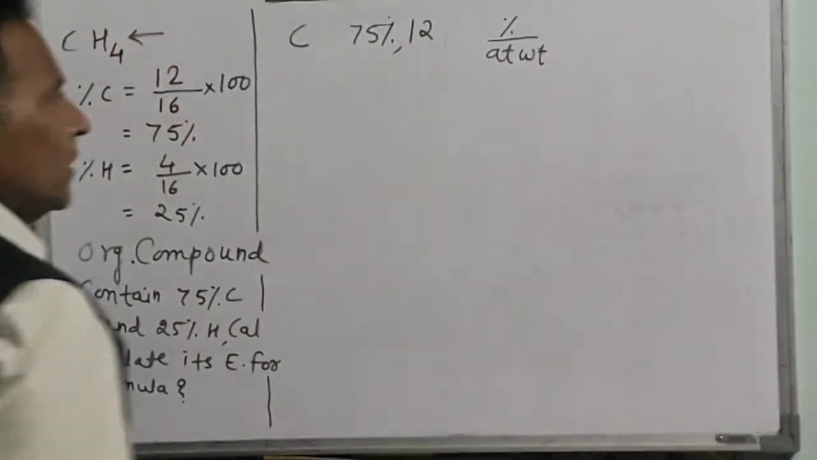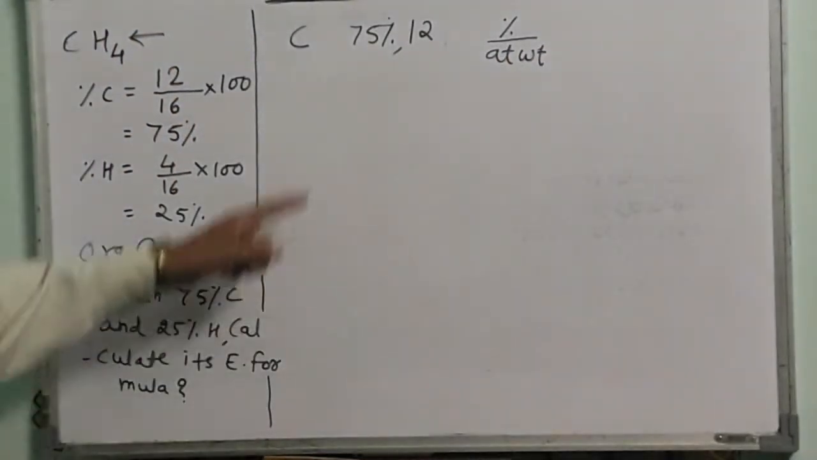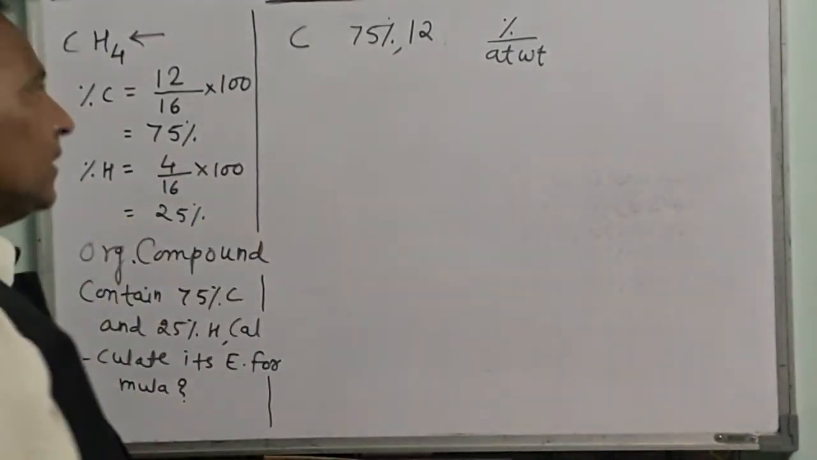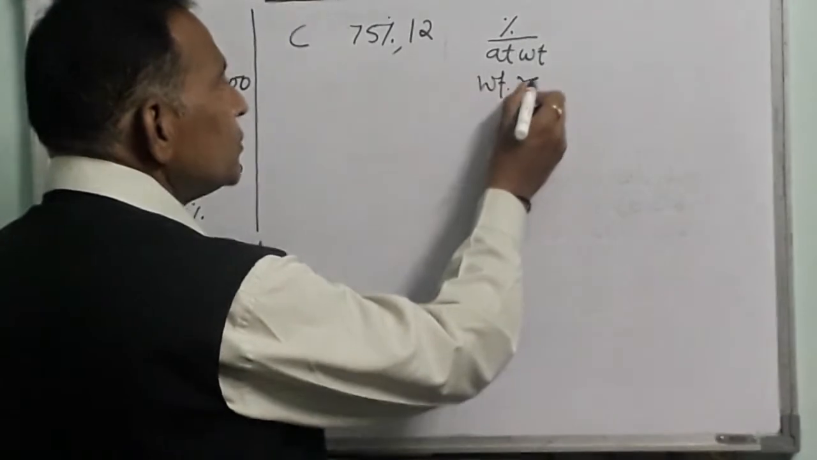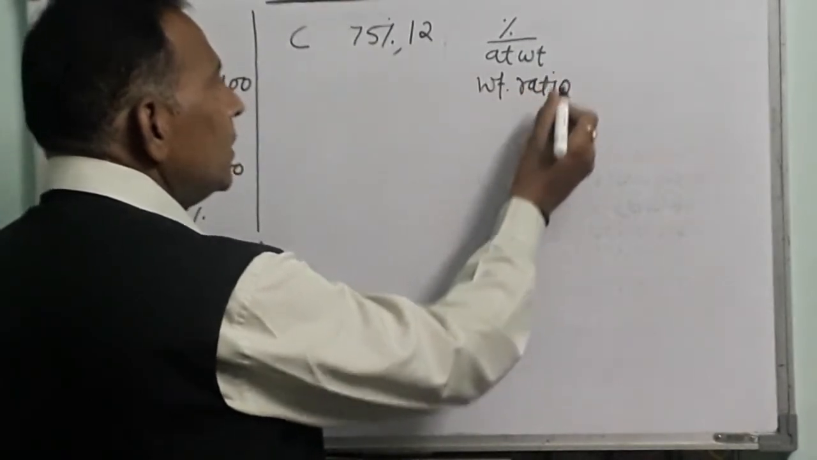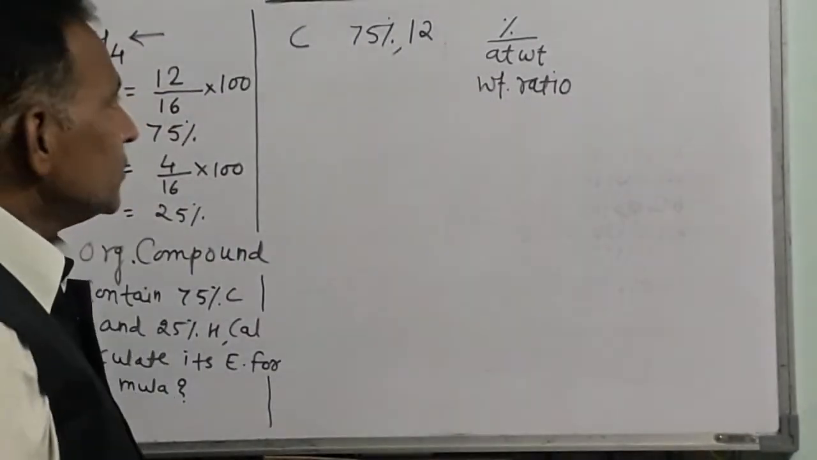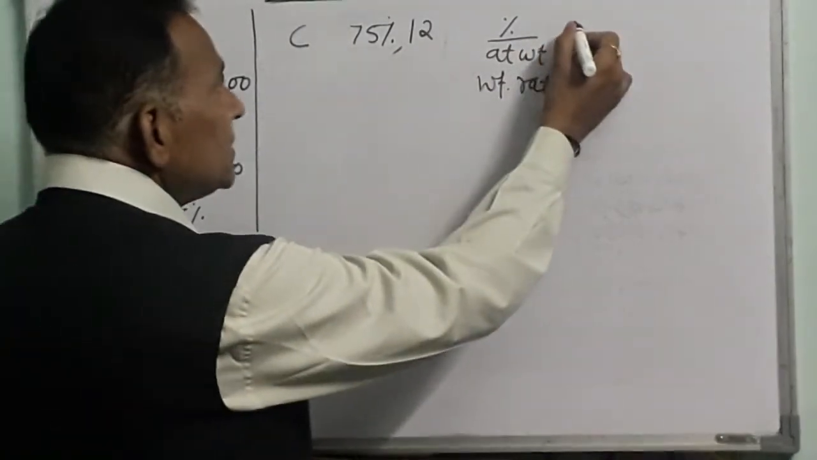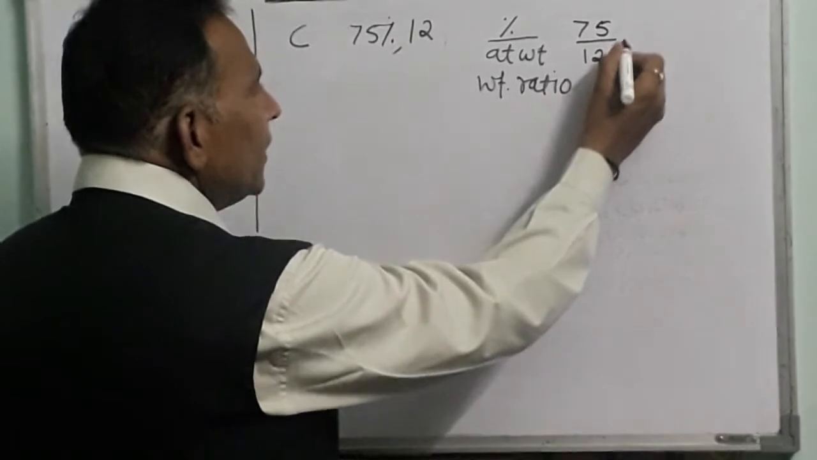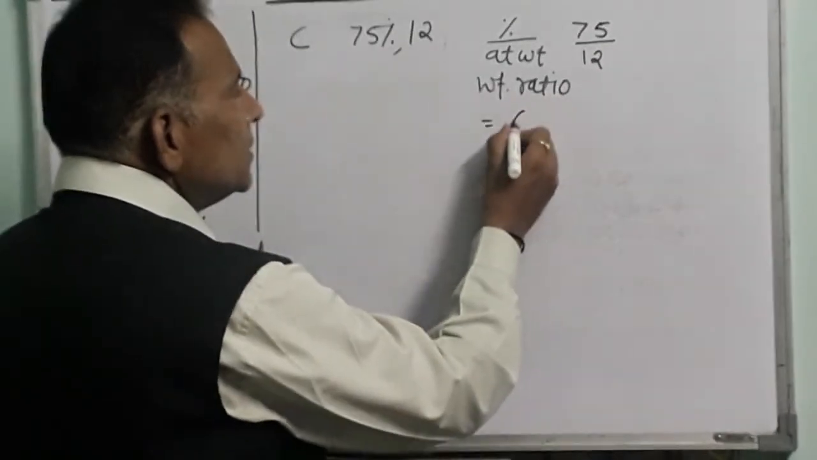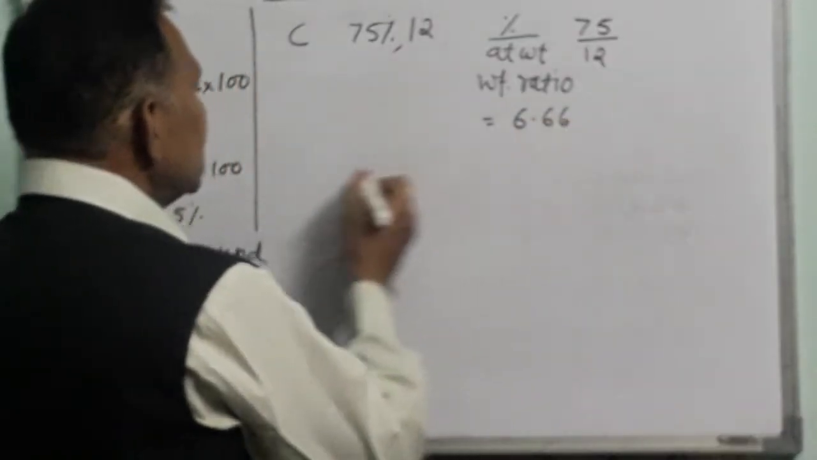What he says: divide the percentage of that element by its atomic weight. This ratio will be called the weight ratio. Now if I divide this 75 by 12, I will get the weight ratio equal to 6.66.